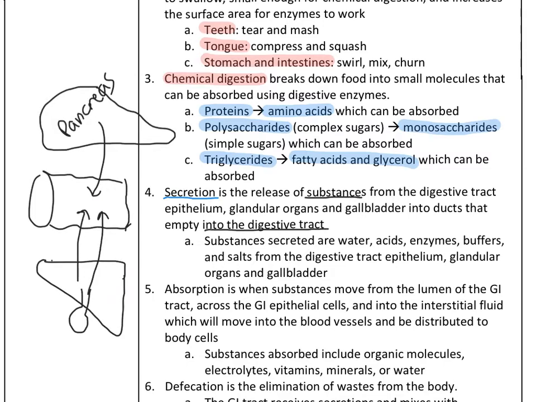The substances that can be secreted are water and acids and enzymes, buffers and salts. And we're going to learn all about those different secretions. We'll learn about the different organs that are doing the secretions and what the secretions do.